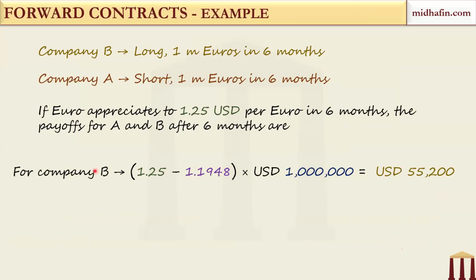This is the payoff for company B. This is the current rate after 6 months. This is the forward rate, because this was the rate that was agreed between the two parties. Is the payoff for company B clear? Sir, 1.25 is not the forward rate. 1.25 is the current rate after 6 months, the spot rate. Spot rate. Okay.